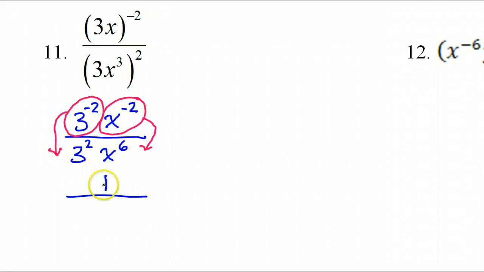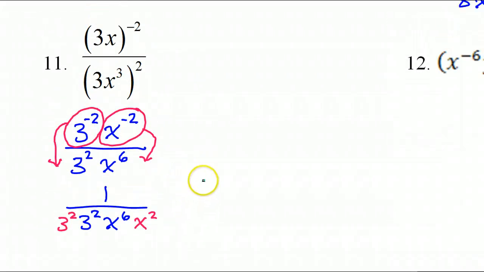Now, I'm just going to recopy this. So for a moment here, I'm going to have 3 squared x to the 6th power. I just copied those two down. They're not moving. But this 3 to the negative 2 power is going to come down and become 3 to the positive 2 power. This x to the negative 2 power is going to come down and become x to the positive 2 power. Alright, dropped it, dropped it. So now I can put these together.